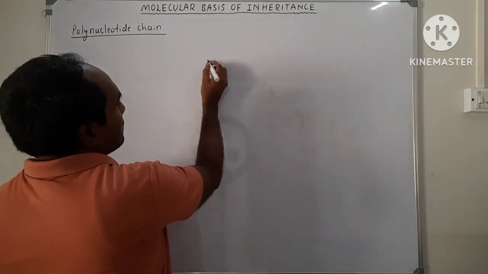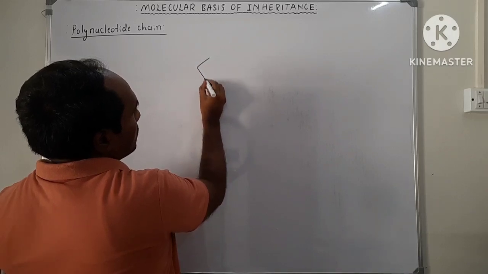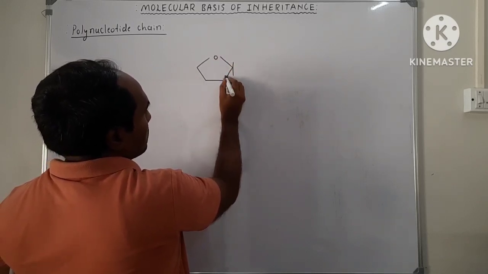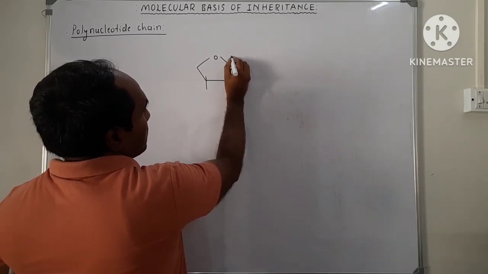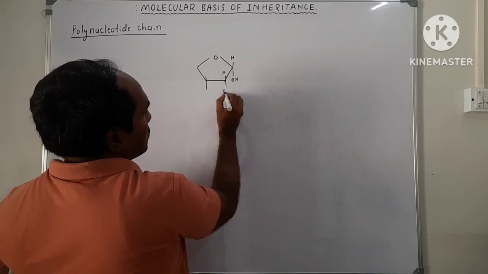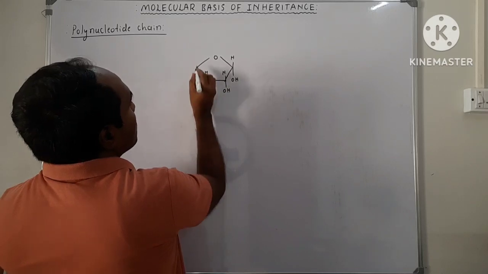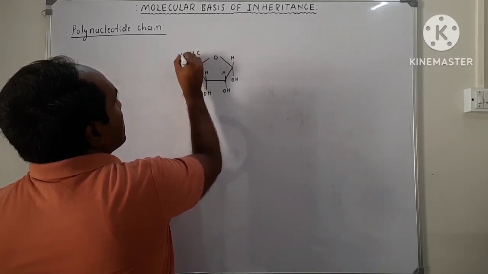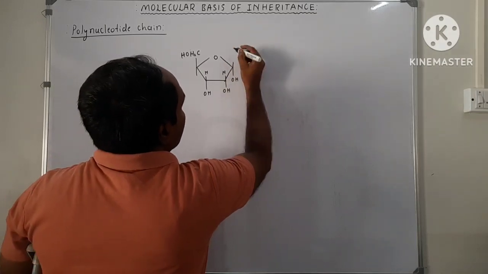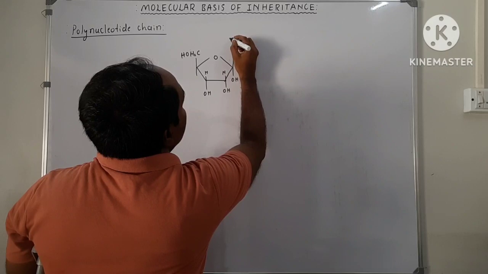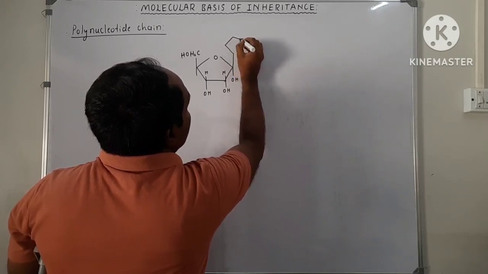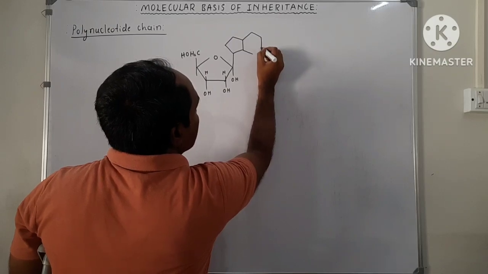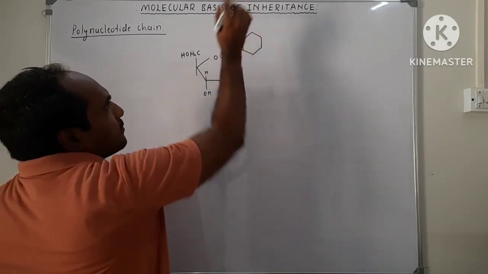See here, here I will draw. This is pentose sugar, with H, OH, and CH2OH. Now, when this pentose sugar links with the purine or pyrimidine, see here, it is a double ring structure, hence it is a purine base.